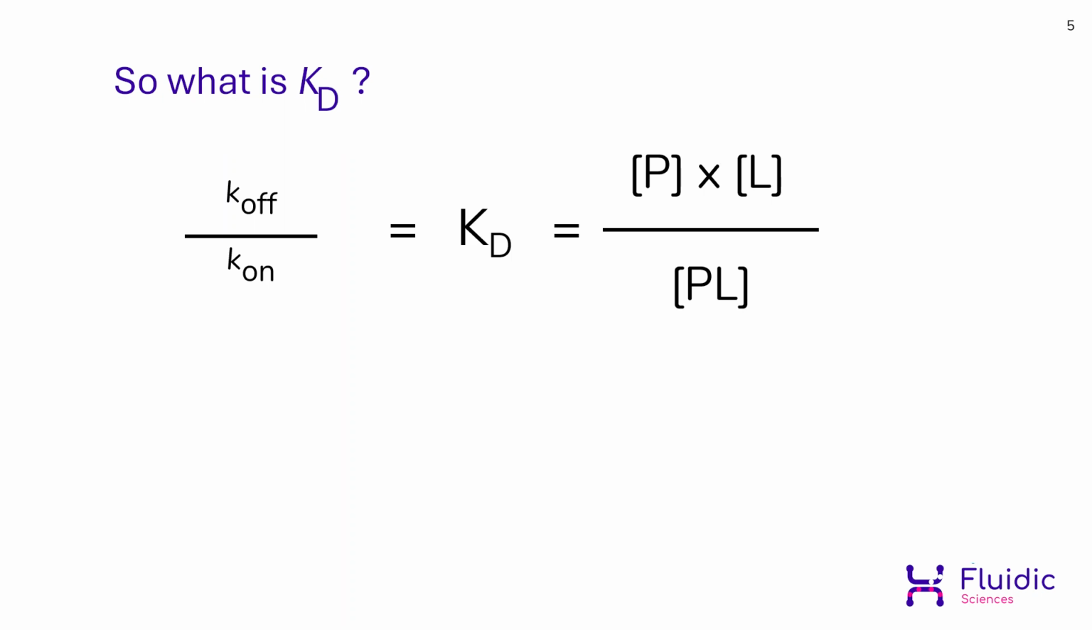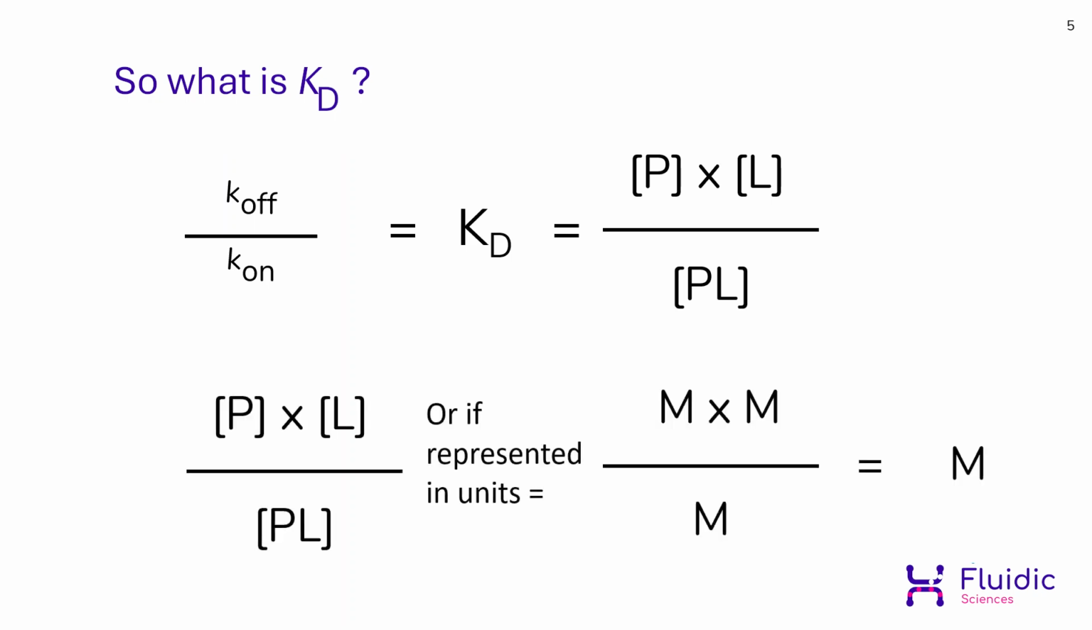The units for KD are measured in molar. This might seem confusing at first, but if we look at the equation above as a set of units, then it becomes clear. The smaller the KD, the more affinity two proteins have for each other.